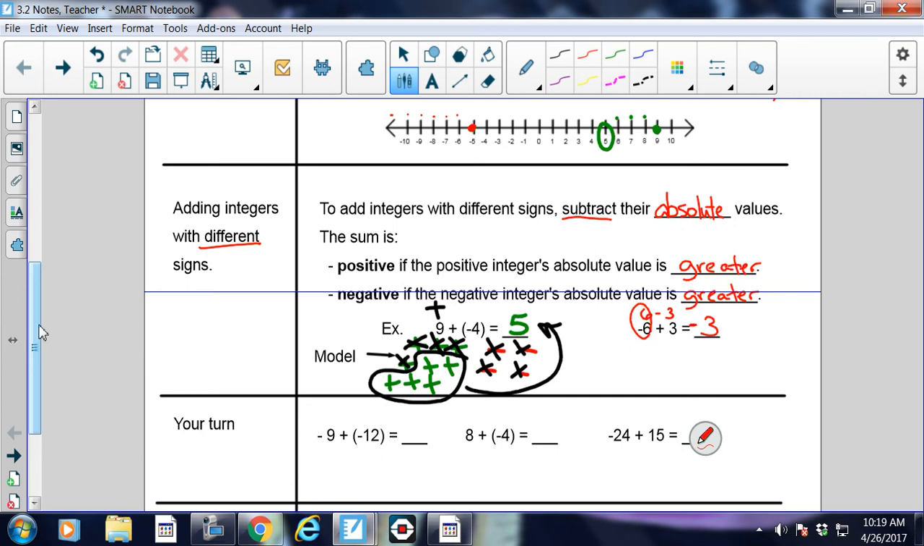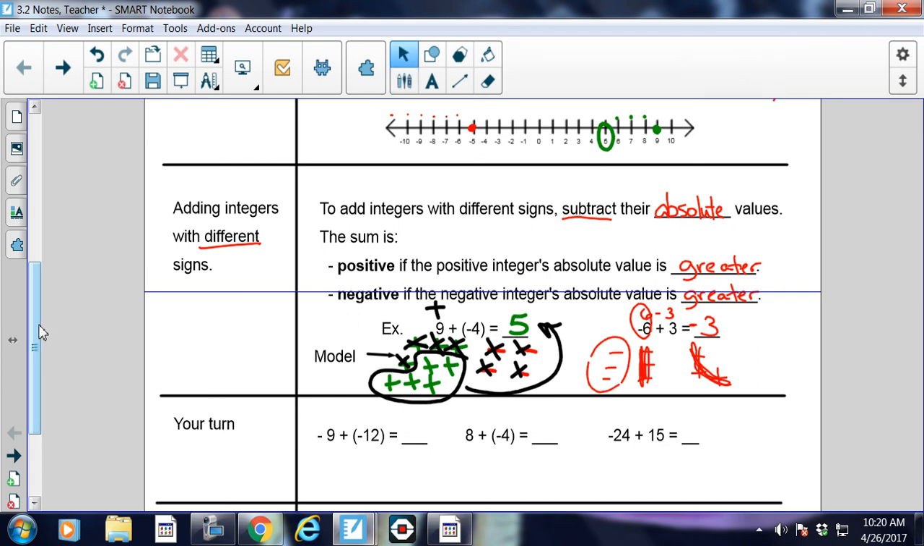Okay? If you want to do it with the models, we have 6 negatives, 1, 2, 3, 4, 5, 6, and 3 positives. So these 3 positives kill these 3 negatives, and you're left with a -3. Okay? Give it a shot.